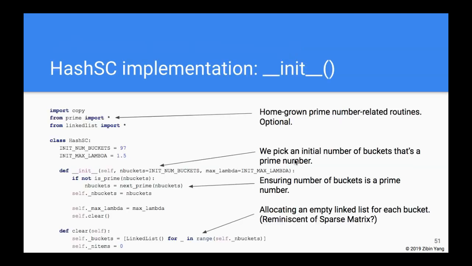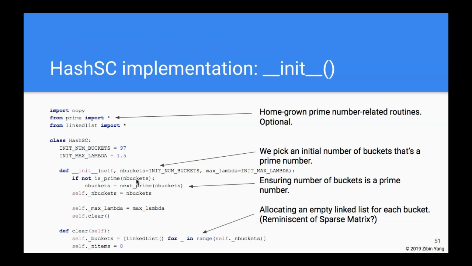So the hash table implementation, the name of the class is HashTableSC, which stands for separate chaining. We have a couple of constants. The initial number of buckets is 97, a prime number, and the max lambda is 1.5. Those are the default parameters to the initializer. They can be specified differently.